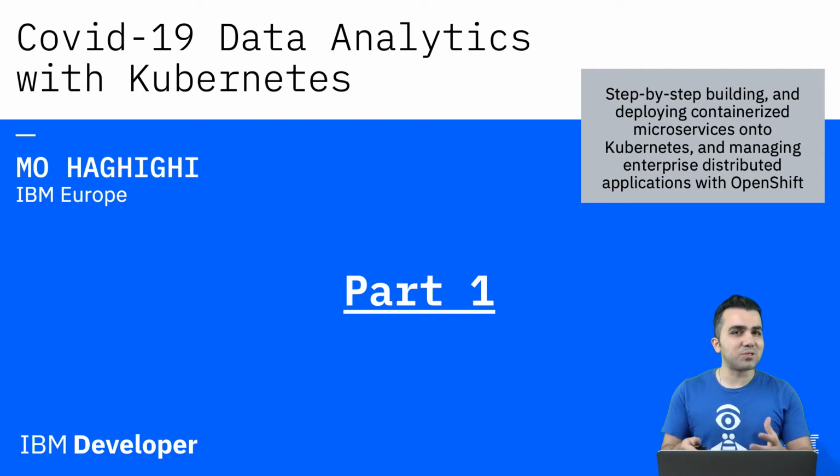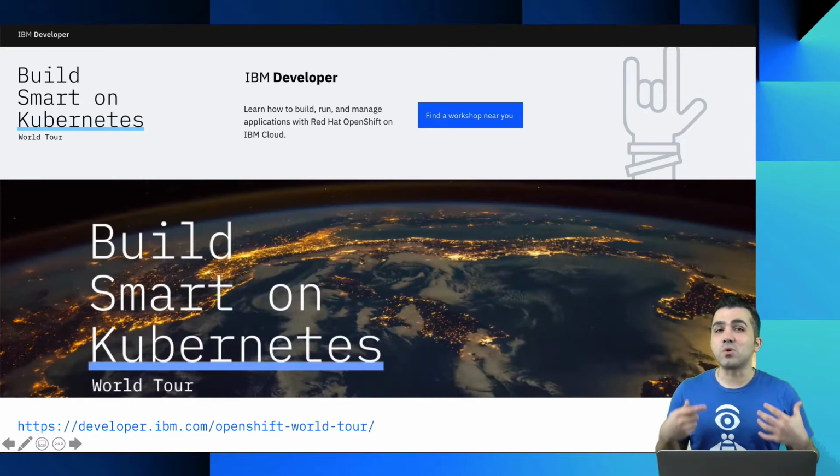We are excited to bring to you a multi-part workshop series on building, deploying, and managing cloud-native microservices applications with Docker, Kubernetes, and OpenShift. This workshop series is part of our ongoing Build Smart on Kubernetes work tour to empower developers to innovate more and ship faster with the leading enterprise container platform.